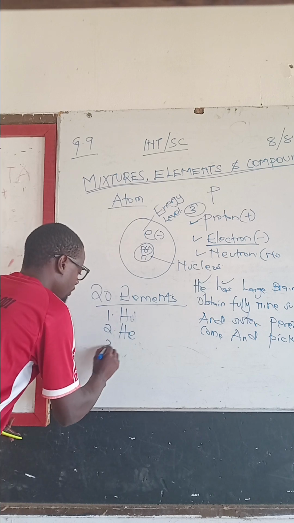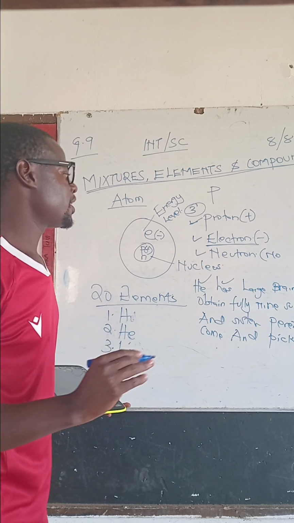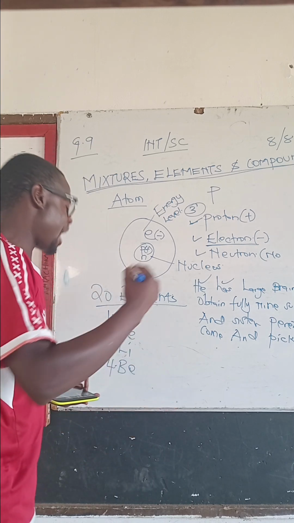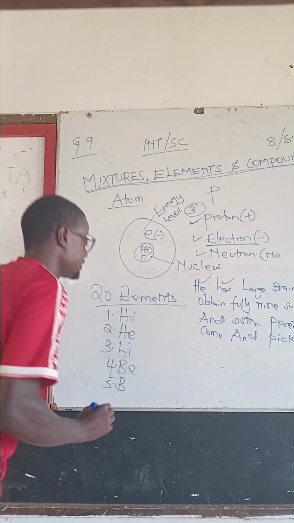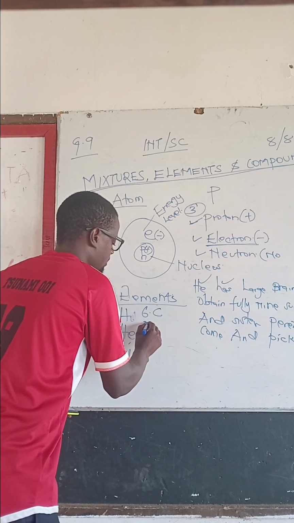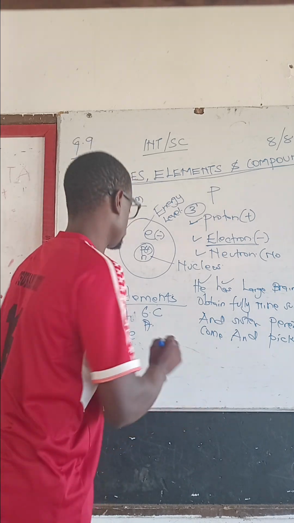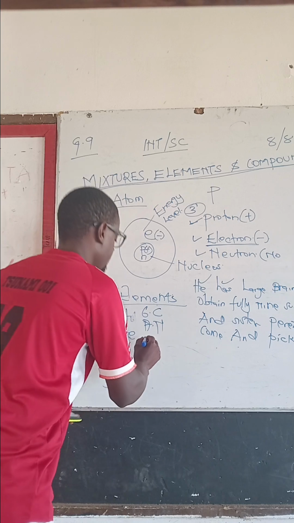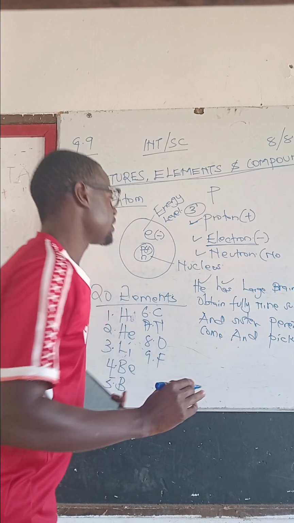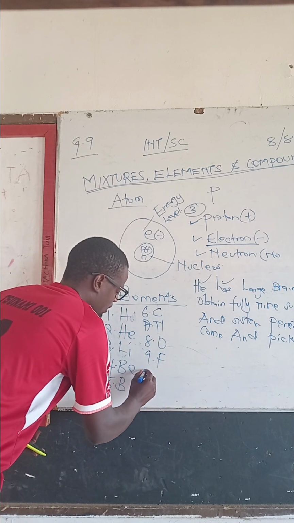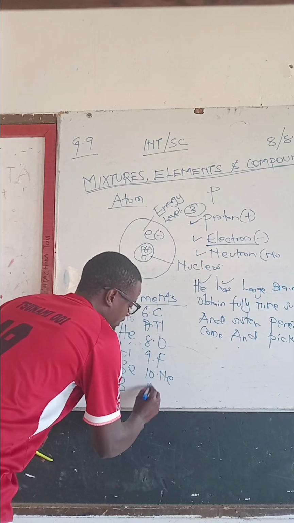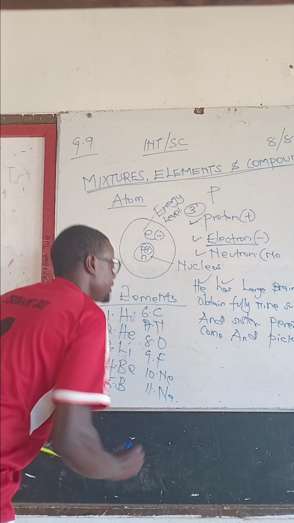Then Large is lithium, that is Li. Then Brain is beryllium, that is Be. Then But is boron, number 5, that is B. Then 6, Can, is carbon. 7, Not, that is nitrogen. 8, Obtain, that is oxygen. Then Fully, number 9, fluorine. Then number 10 is neon. Then Subject, that is sodium, that is Na.